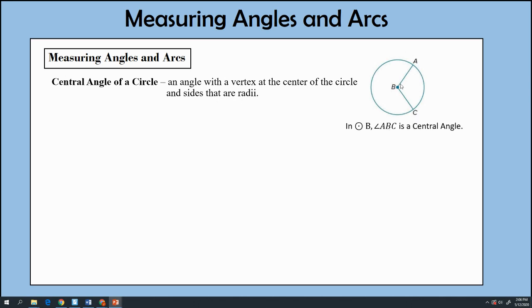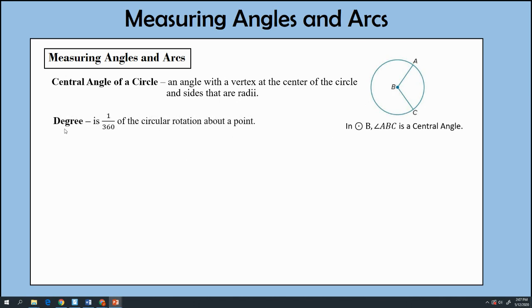Okay, so here in this example, in this circle B, again, we name the circle by the center point, angle ABC is a central angle. BA and BC are radii of the circle because they have endpoints at the center and on the circle. B is the center and it's also the vertex of my angle. So that's a central angle.